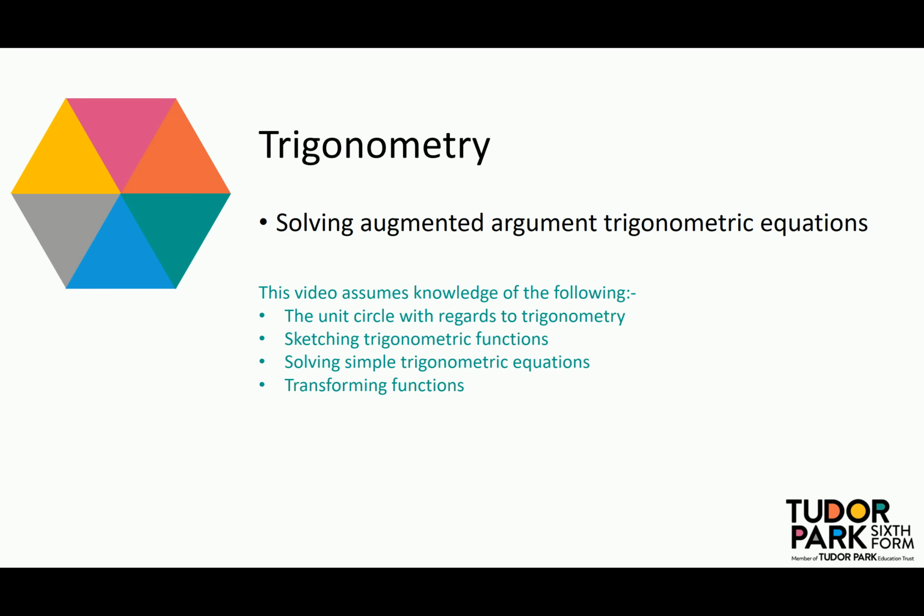Let's look at solving augmented argument trigonometric equations. So these are things where we change the argument. For example, we might be finding sine of 3 theta, or cosine of theta divided by 2, or things like tan of theta plus 45, or sine of theta minus 36. Anything where the argument is not just a single value.